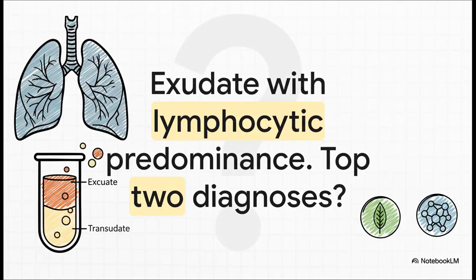And we'll end with one last question to really get you thinking. So, your fluid analysis is back. You know it's an exudate, but when you look at the cell count, it's packed with lymphocytes, not the usual neutrophils. What two big diagnoses should immediately pop into your head? The classic answer here is tuberculosis and malignancy. Knowing these little details, that's what takes you from a good answer to a great one. Something to keep in mind.